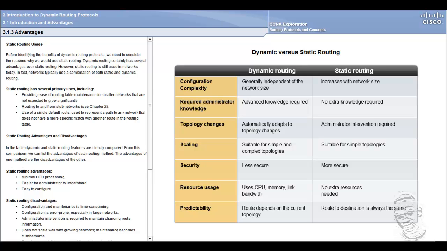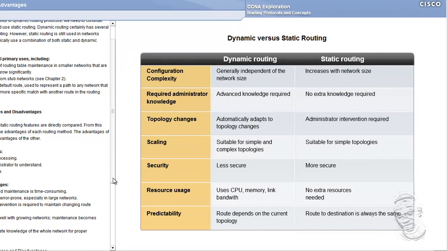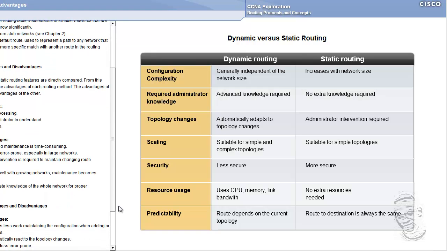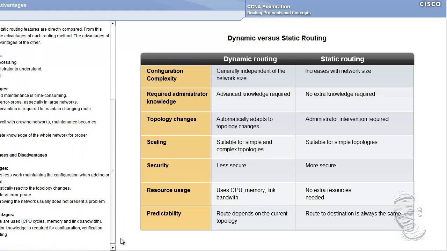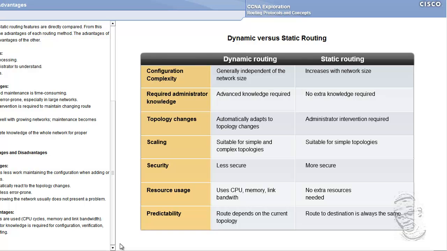Static routing advantages: minimal CPU processing, easier for the administrator to understand, easy to configure. Static routing disadvantages: configuration and maintenance is time-consuming. Configuration is error-prone, especially in large networks. Administrator intervention is required to maintain changing route information. Does not scale well with growing networks. Maintenance becomes cumbersome. Requires complete knowledge of the whole network for proper implementation.